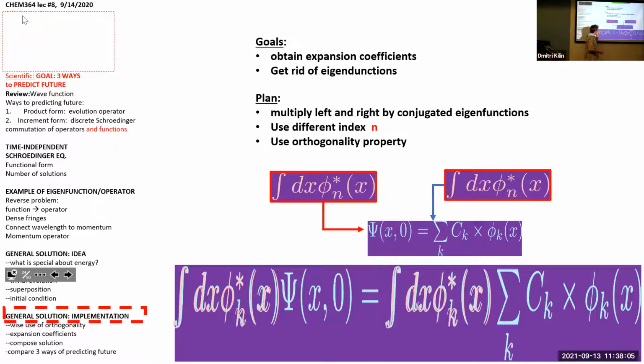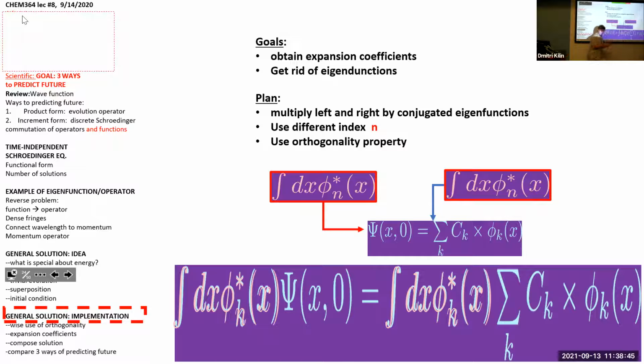So we multiply not just by a function with a different index, but by a function integrated over dx from minus to plus infinity on the left and right side. Then this bottom box is absolutely the same, I just typed it in continually. So: integral phi sub n, then psi, which is the initial condition, then integral phi sub n times this expansion.